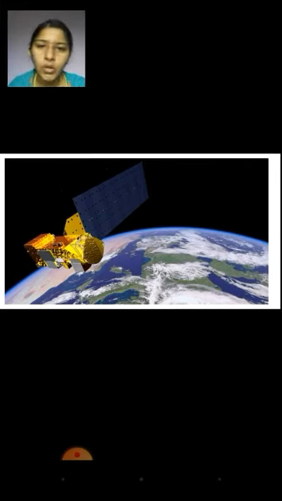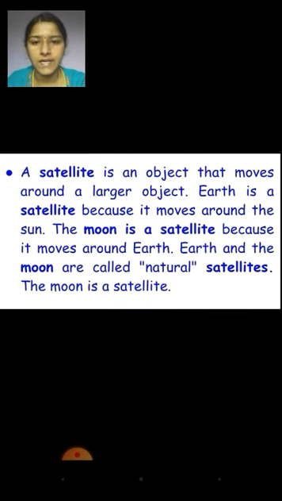Earth is a satellite because it moves around the Sun. The Moon is a satellite because it moves around the Earth. Earth and the Moon are called natural satellites.